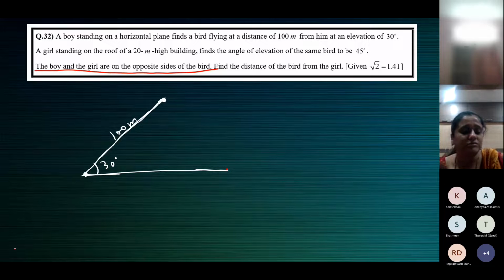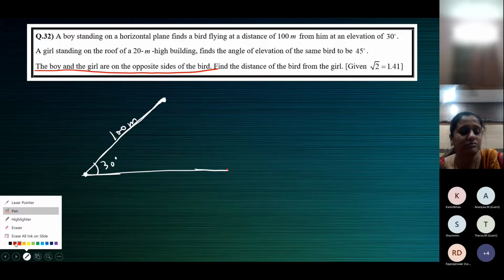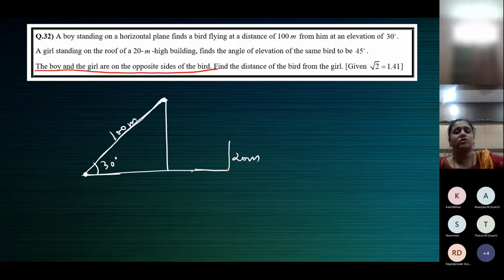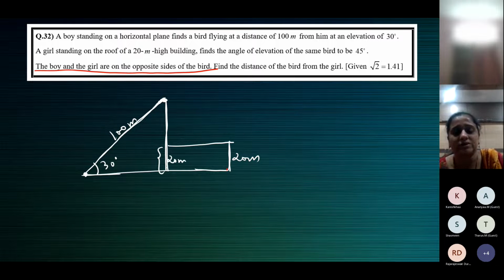So 20 meters. This is the vertical height of the bird from the horizontal plane. This is the height of the bird from the plane. Okay, and complete this rectangle. This is also 20 meters. This is also 20 meters. What is this 20 meters? This is the position of the girl.